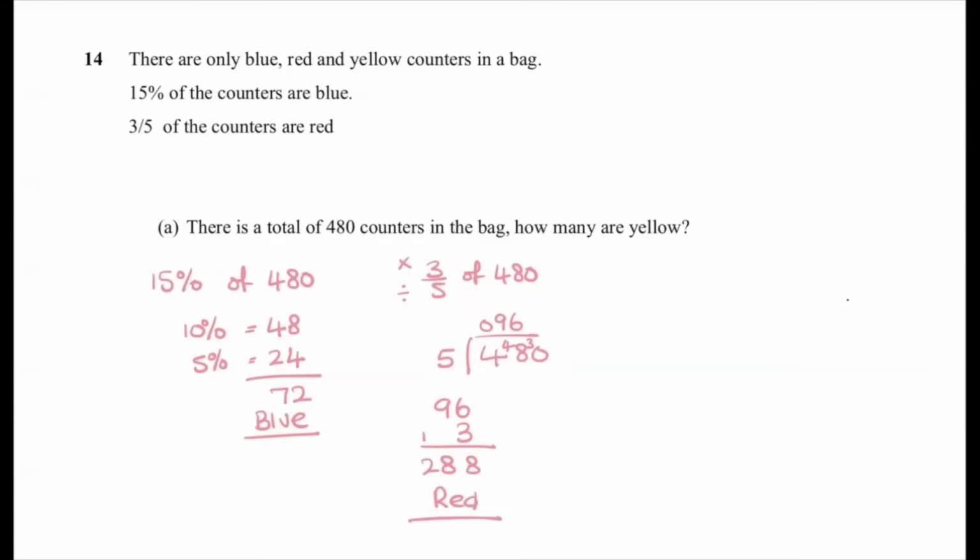I'm being asked to work out how many yellow there are. So I'm going to add my blue and my red together. And then I'm going to take it away from the 480. So my final answer would be 120.